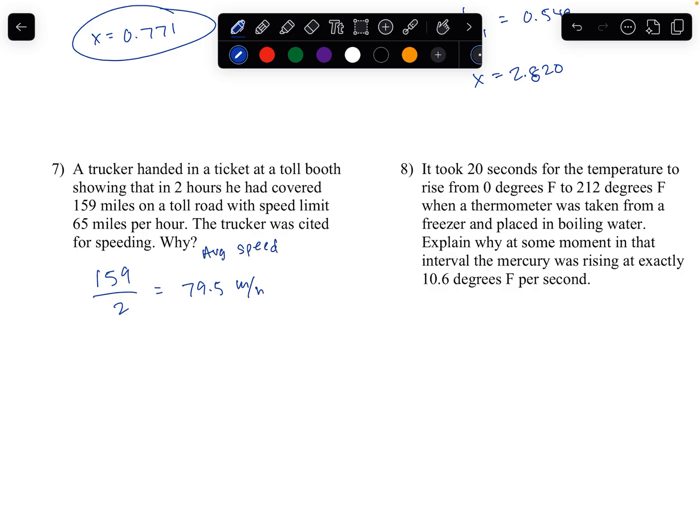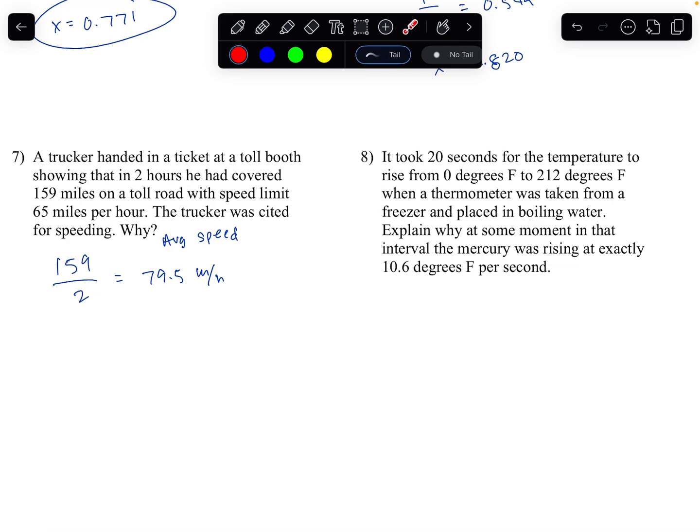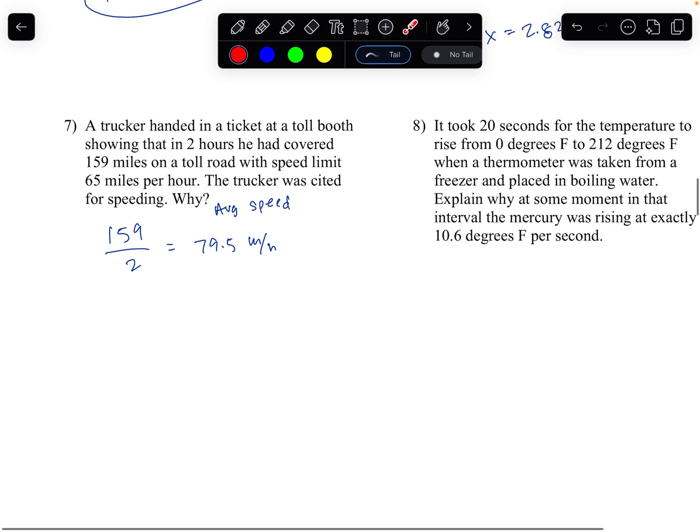Now, his speed has to be differentiable and continuous. There's no jumping from 2 miles per hour to all of a sudden going 60 miles per hour. It has to be continuous, and it has to be differentiable. So in that case, his average speed was 79.5. By the mean value theorem, if his average speed was 79.5, that means at some time in the 2 hours, he had to have been going 79.5 miles per hour in a 65 mile per hour zone.